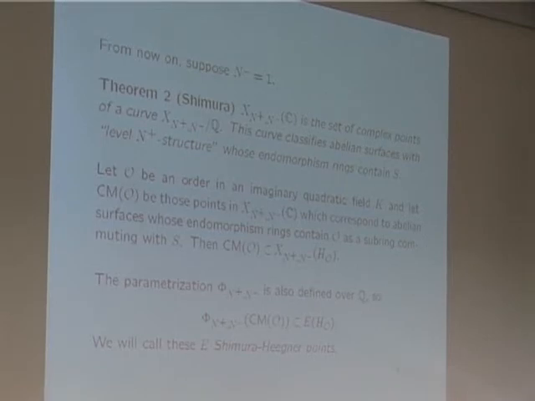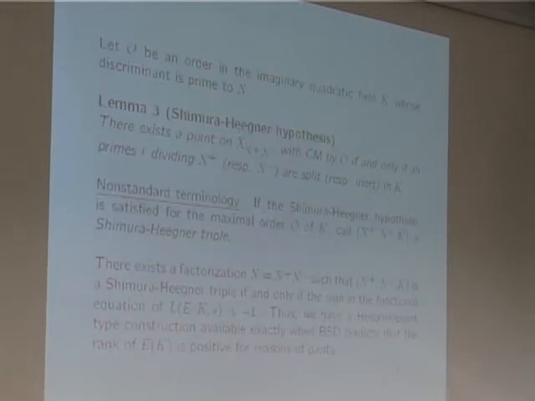Anyway, so the images of these CM points under the modular uniformization are all rational over this ring class field H_O, and I'll call these points Shimura-Heegner points to distinguish them from the ones occurring from the classical modular parameterization. Now, when do these exist? When are these sets CM(O) not empty?